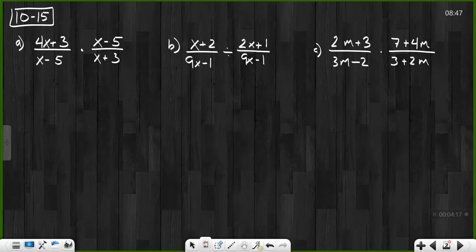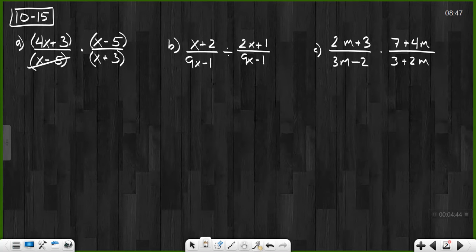They've already factored everything for us. We've just got groups. I know that everything's factored because I don't see a variable that is squared. Let's look at A. In A, I've got (4x + 3)/(x − 5) times (x − 5)/(x + 3). If you recall from yesterday, if I've got something on top and bottom that's the same, I can cancel it if it's a number, if it's a variable, or even if it's an entire group. And that's what I see here.